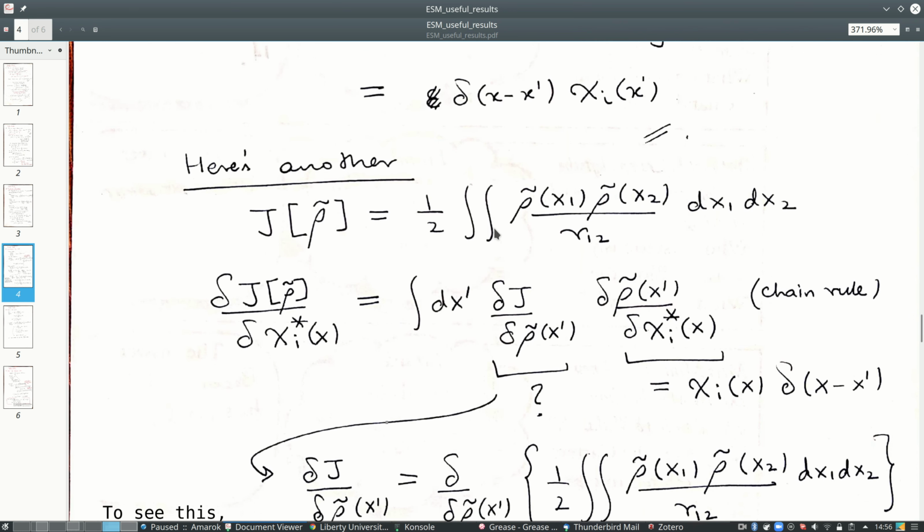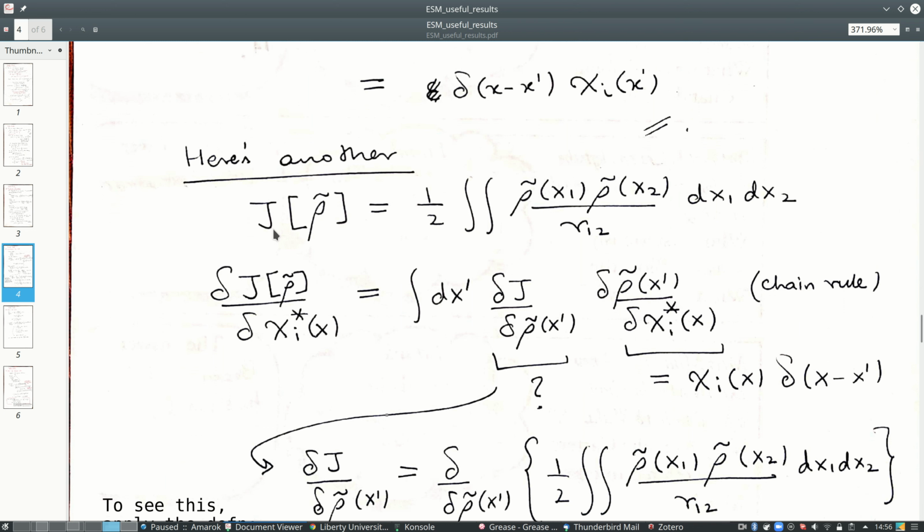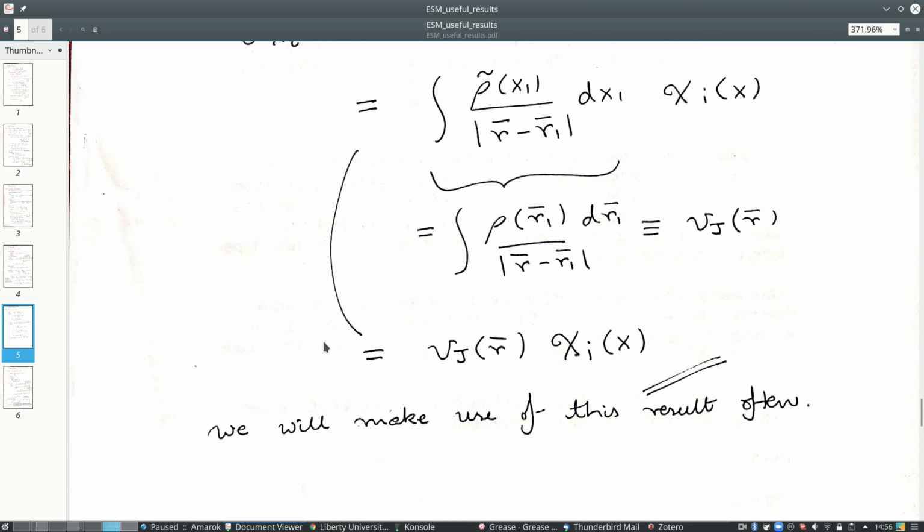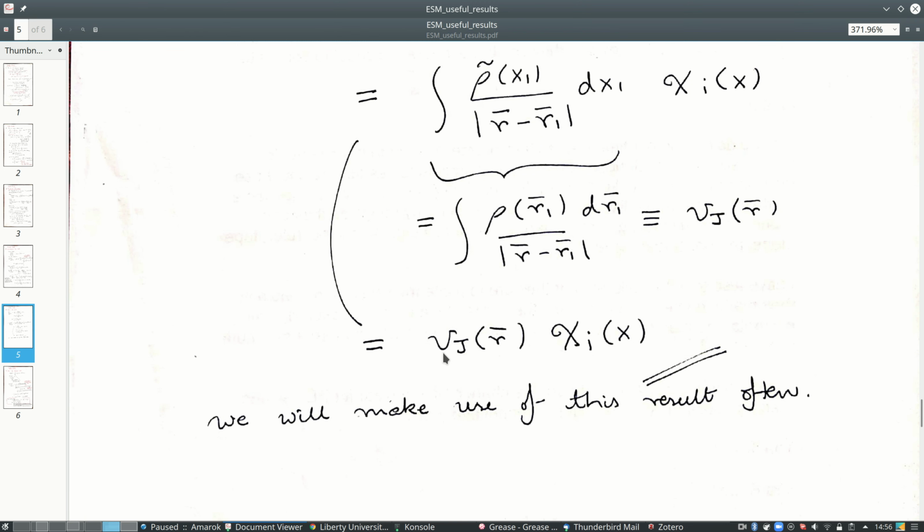The second one was that the functional derivative of the Coulomb energy, J of rho tilde, with respect to chi_i star of x, was given by, and this takes a while to get there, the Coulomb potential V_J(r) times chi_i of x, and the Coulomb potential is the potential that arises from the density rho. It's defined through this integral here.